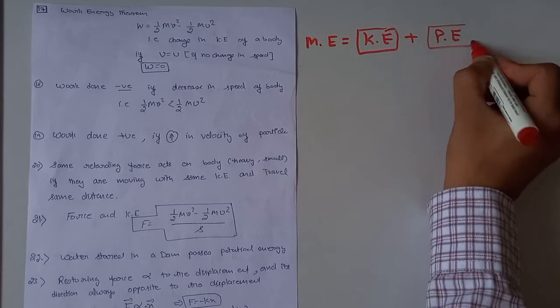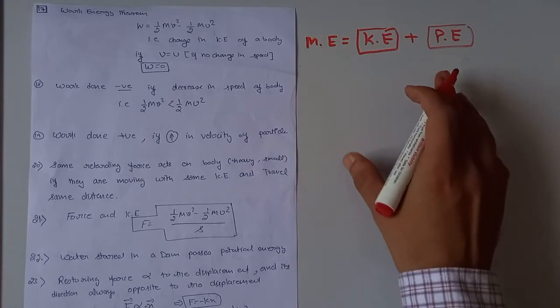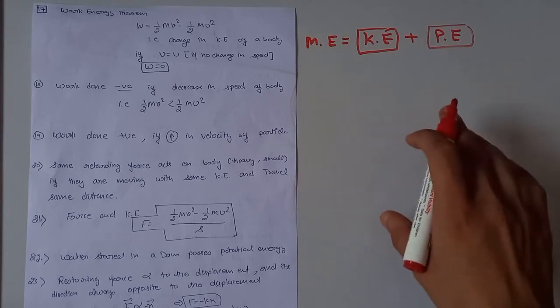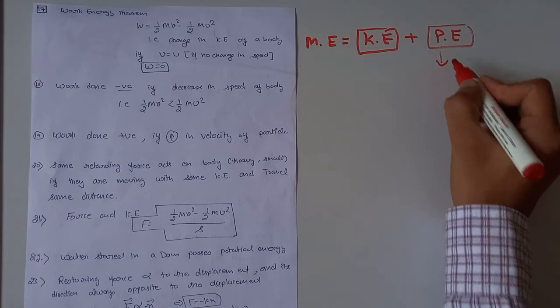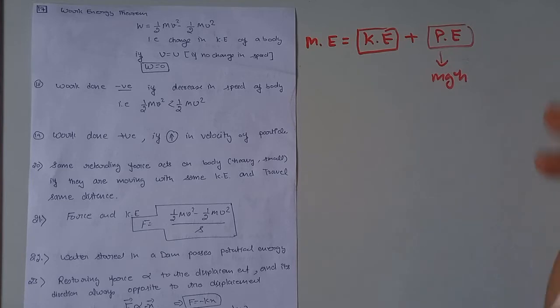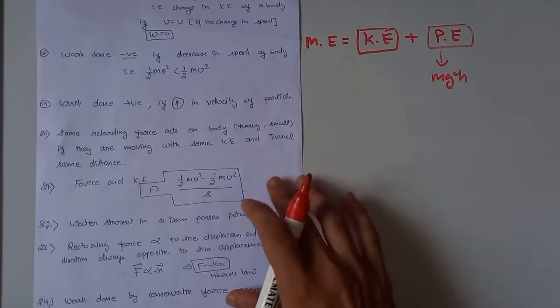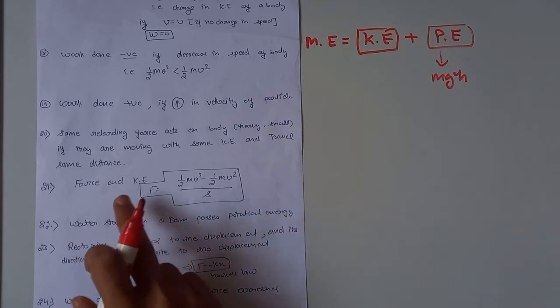Now what is potential energy? Potential energy depends upon the position of the object. It depends upon the configuration of the object, and it is denoted by mgh. I'm sorry, I forgot to tell you about this relation, force and kinetic energy.